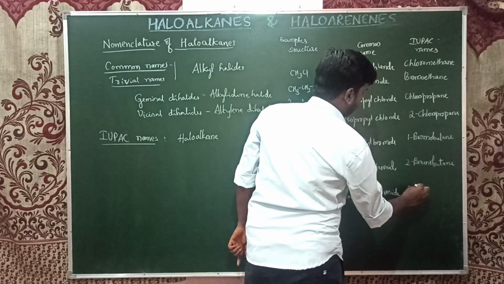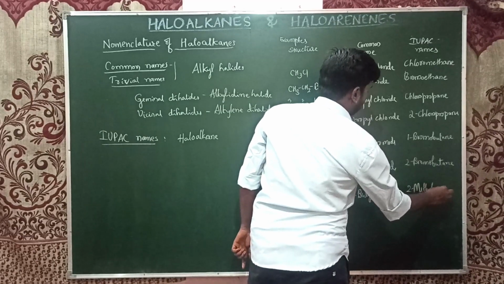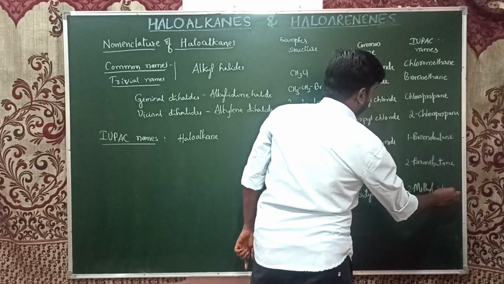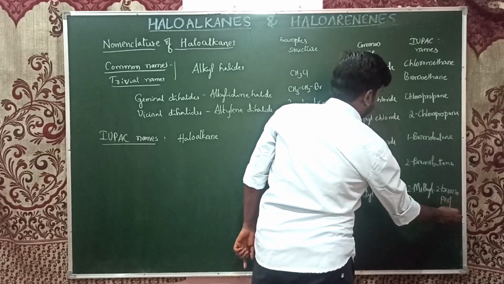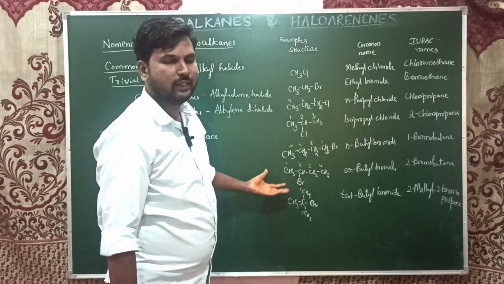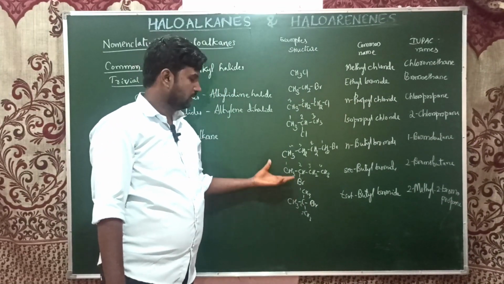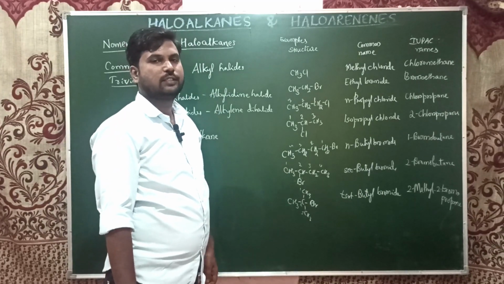2-methyl-2-bromopropane. In the case of butyl derivatives of the haloalkanes, we have all three: primary, secondary, and also tertiary alkyl halides.